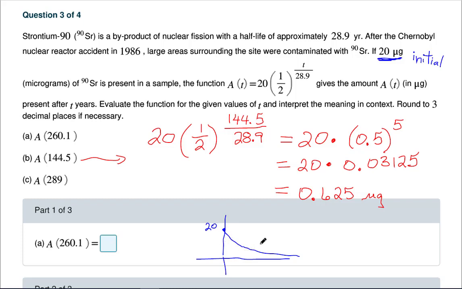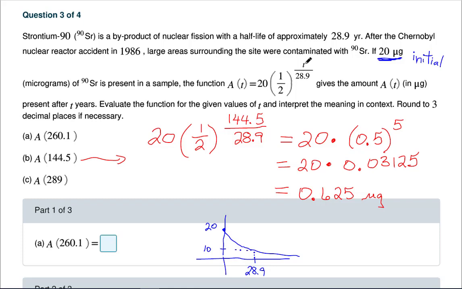So after 28.9 years, we are down to 10 micrograms. And so every 28.9 more years, the substance will halve. So the question here is, after 144 and a half years, how much of this substance is left?